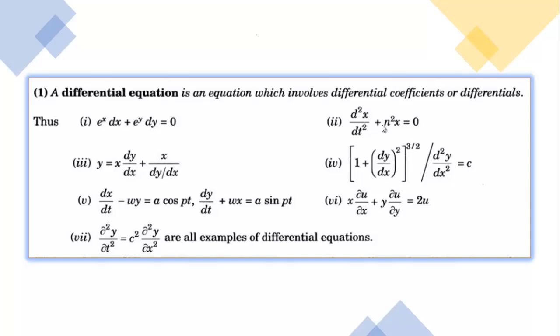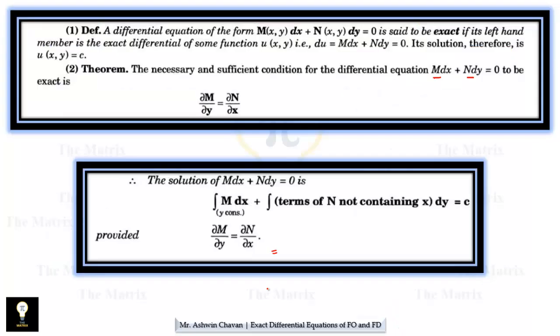Now we will look at how an exact differential equation looks. So here you can see the differential equation of the type Mdx plus Ndy is equal to 0, where M and N are functions of x and y. This equation is said to be exact if this condition is satisfied, that is, partial derivative of M with respect to y is equal to partial derivative of N with respect to x. If this condition is satisfied, then the corresponding differential equation of the form Mdx plus Ndy is equal to 0 is called exact.